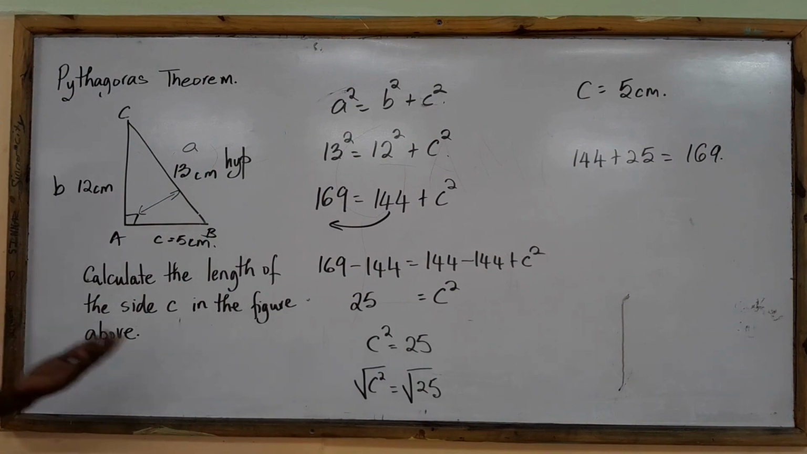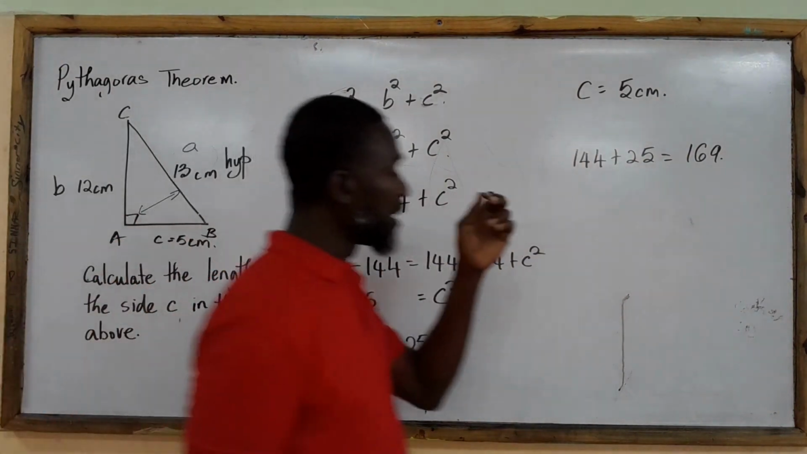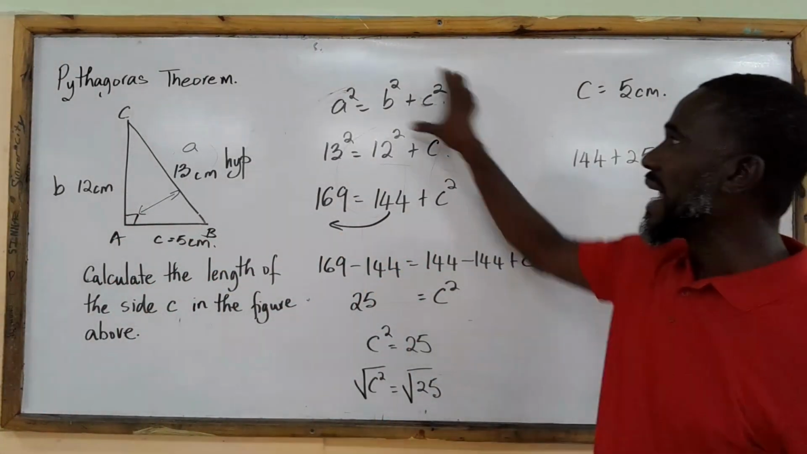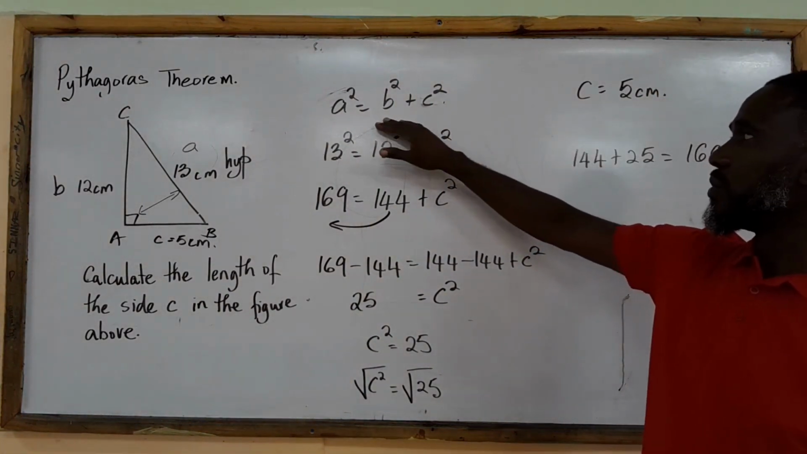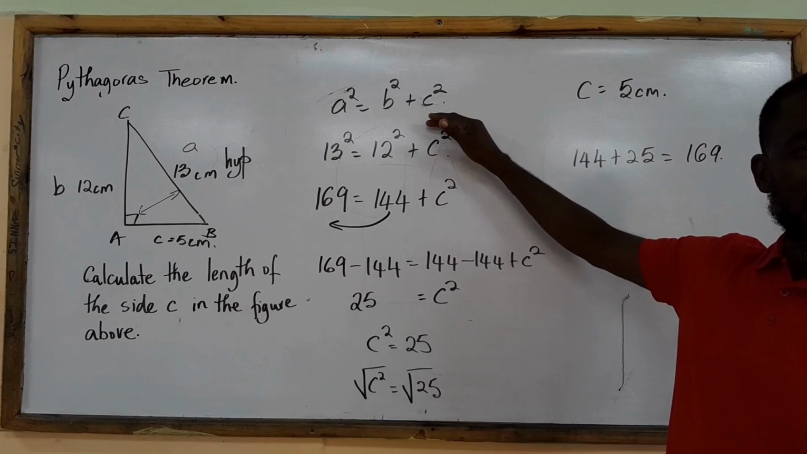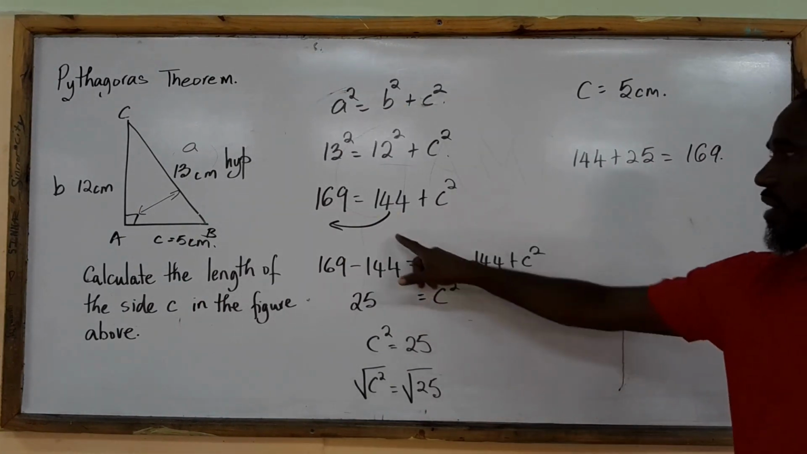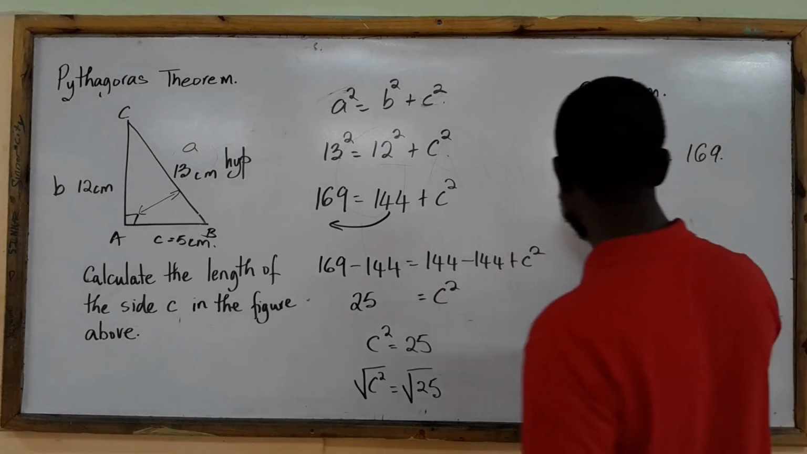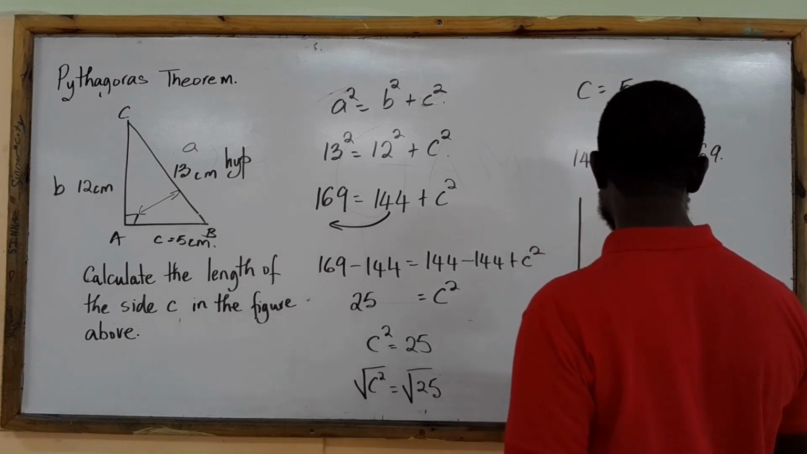So what can we generalize here? Every time we apply Pythagoras' theorem, whenever we want to find the hypotenuse, we are going to add. But every other time, we are going to subtract. You understand that? Alright. Let us look at this one.